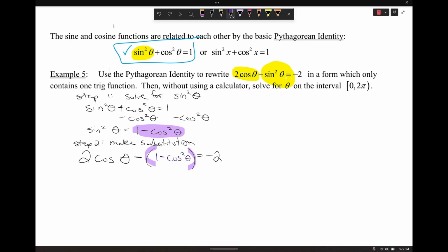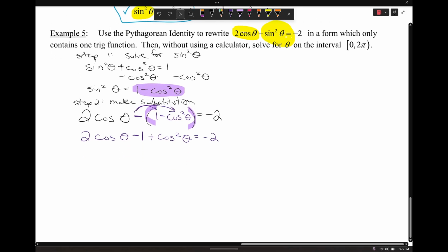And I'm seeing if there's anything that can be done here. Yeah, there's a negative sign, so I can distribute. And I have 2 cosine of theta minus 1 plus cosine squared theta equals -2. And what else can be done? Well, I can add 2 to both sides. And not only that, but I recognize this.